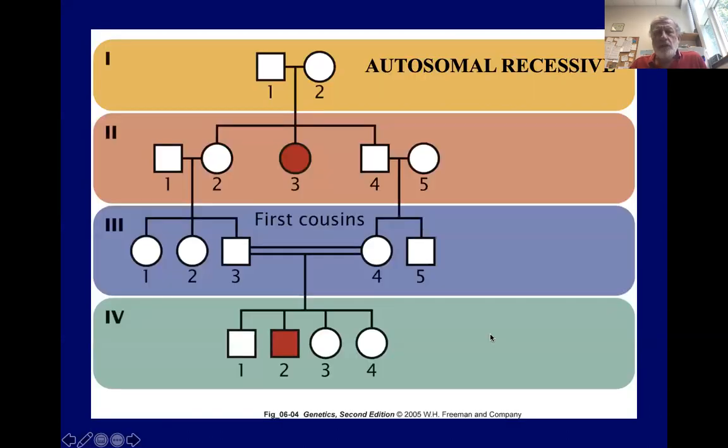So this is autosomal recessive, and we can see generation 1 there, mom and dad are normal. Then their first daughter, person number 2 in generation 2, is normal, and their second daughter is affected, and then their son, number 4, is unaffected. And you can see in generation 3, we've got mating between first cousins, individuals 3 and 4 in generation 3, who produce 2 sons and 2 daughters, and son number 2 is affected.